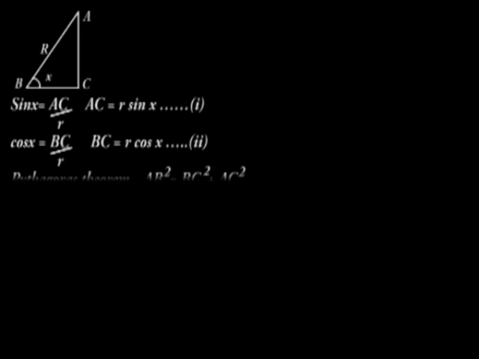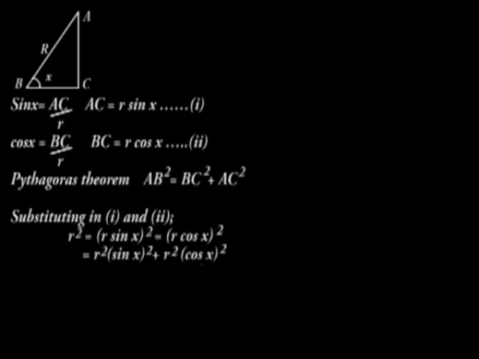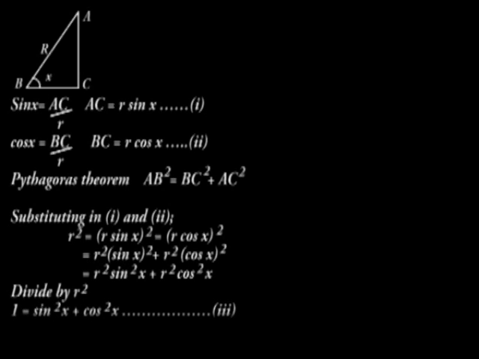By Pythagoras' theorem, AB squared is equal to BC squared plus AC squared. Substituting equation 1 and 2 into the above, R squared is equal to (R sin x) squared plus (R cos x) squared. This is equal to R squared into sin x squared plus R squared into cos x squared, finally ending with R squared sin squared x plus R squared cos squared x.